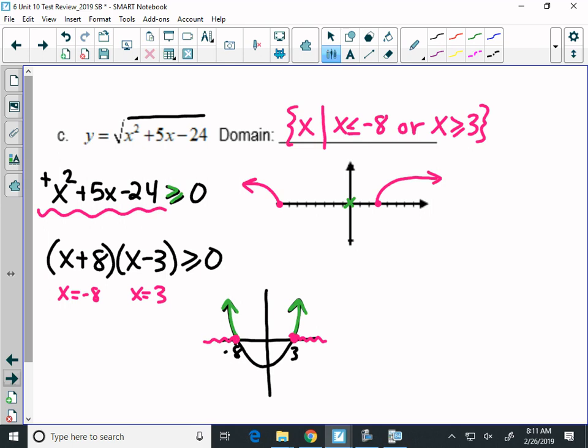That's not in my domain, but it's also not under the graph. Say I were to put x equals 0 into this equation. So I'd have 0 squared plus 5 times 0 minus 24. Well, what that would give me is the square root of negative 24, which is not a real number. It's an imaginary number. So because I did not get a value that was greater than or equal to 0 under my square root, that's why 0 is not in the domain.